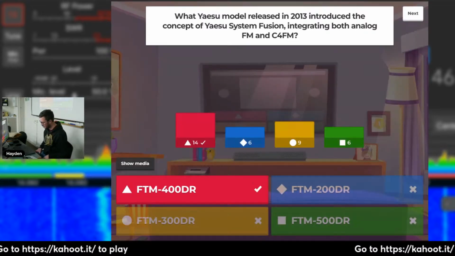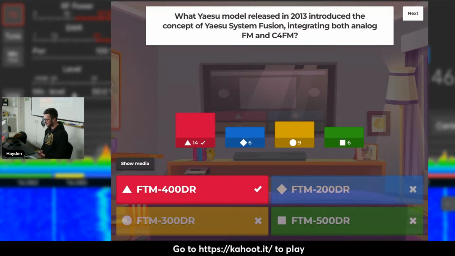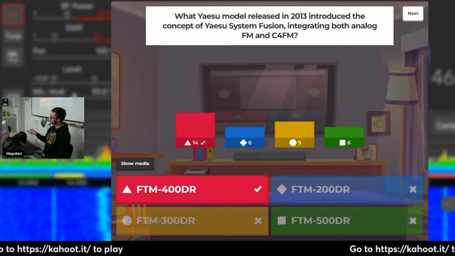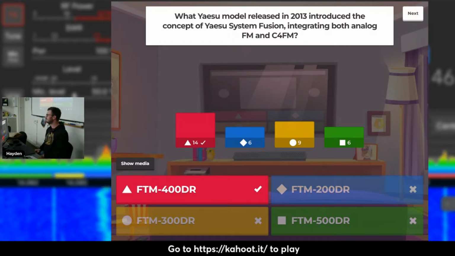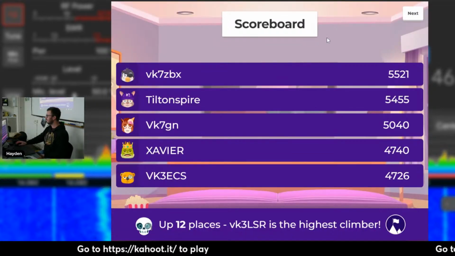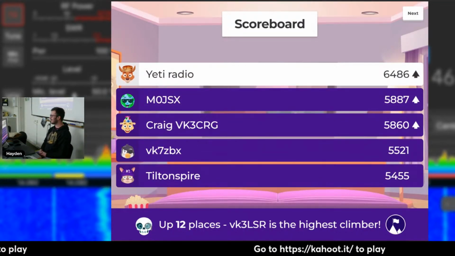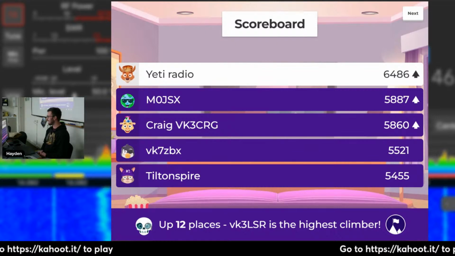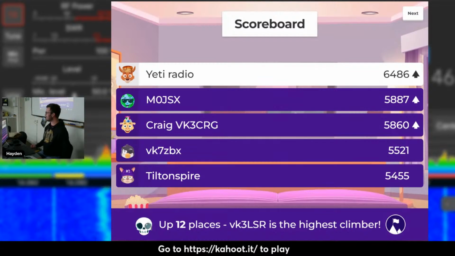Craig's been guessing. Jonathan wants more ICOM questions. The answer is the FTM-400. And interestingly, the FTM-400 came out before the FTM-200, 300 and 500, but had a higher model number. So go figure. Whoa, big changes. Yeti Radio straight up to first place. Jonathan M0JSX in second. Craig has moved into third. Tricky down to fourth, and Justin in fifth. This is where double points can really change the leaderboard.